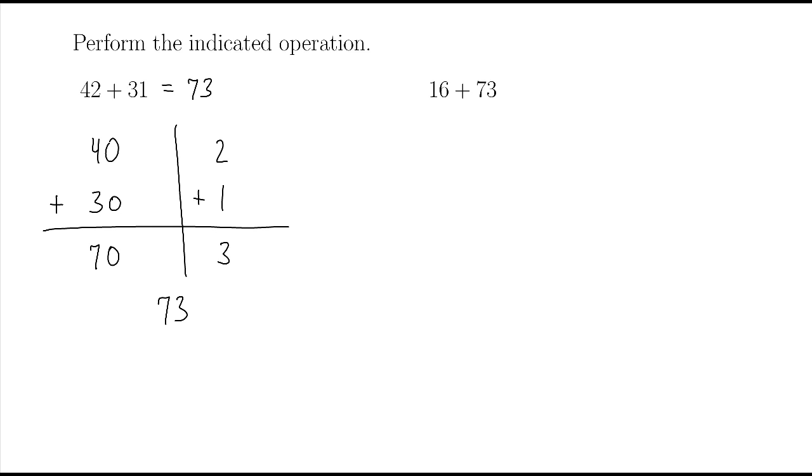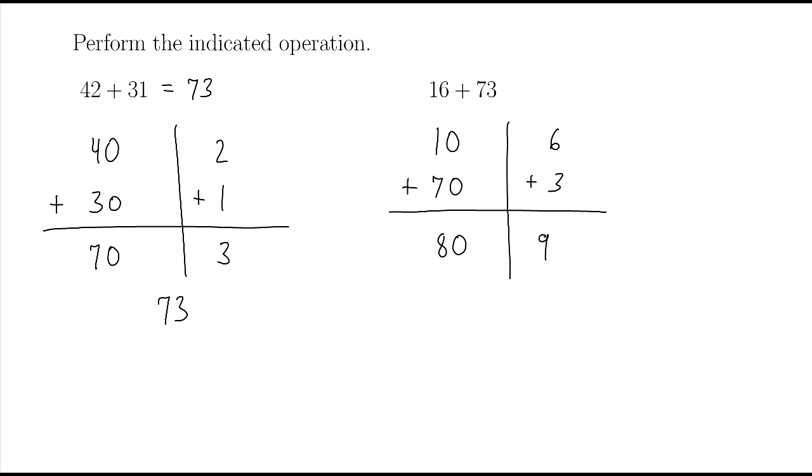Okay, 16 is 10 and 6. 73 is 70 and 3. So we'll add those together. 10 plus 70 is 80. And 6 plus 3 is 9. So 80 and 9 is 89.